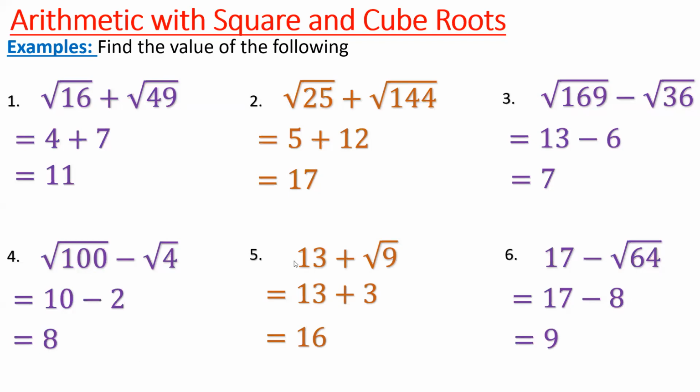Number 5, 13 is a whole number. And so you don't have to find anything. And then the square root of 9 would be 3. So the 3 would turn into the whole number, to do 13 plus 3 equals 16. Very good. All right, let me know if you all understand how to do these questions before I move on.